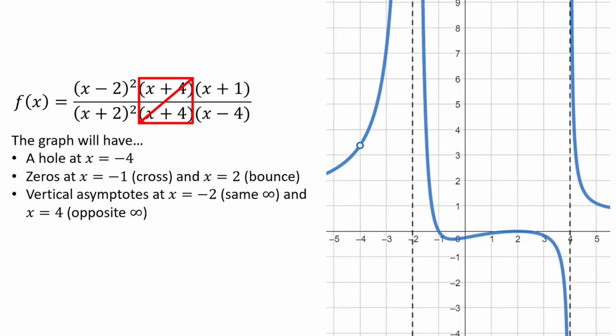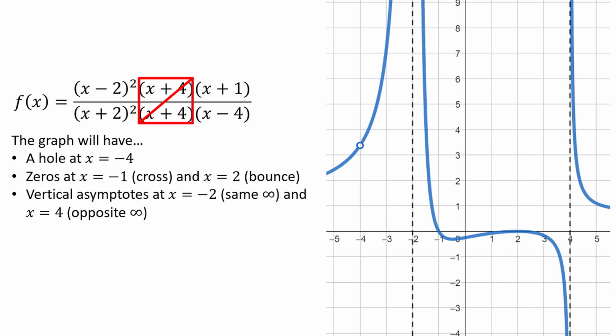Here's the graph of this rational function. Let's talk about how each factor determines the behavior of the graph. First, notice that we have a hole at x equals negative 4, since that factor canceled. Let's talk about the two zeros. You can see that the graph crosses the x-axis at the 0 of x equals negative 1. This is because x equals negative 1 had an odd multiplicity. Also notice that the graph bounces but does not cross the x-axis at the point of x equals 2. This is because x equals 2 had an even multiplicity, so the graph will not cross the x-axis at that point.